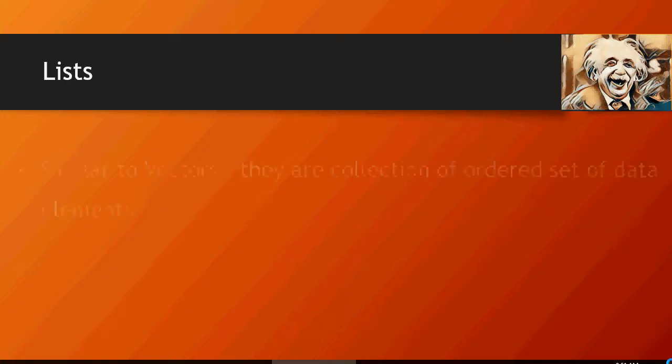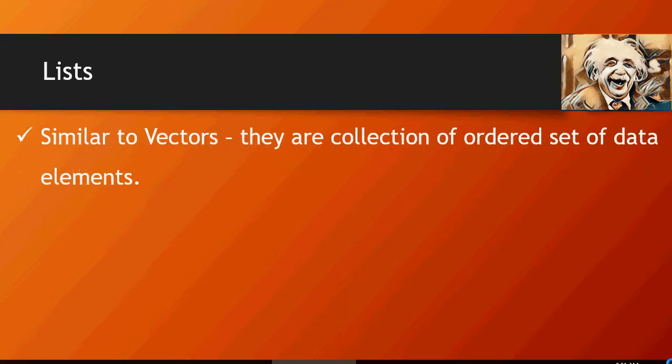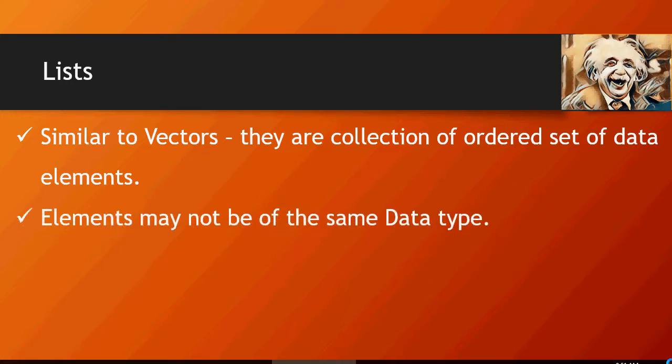In this video we're going to talk about lists and matrices. We start with lists. They are very similar to vectors. They are a collection of an ordered set of data elements. Imagine vectors, which are collections of elements with a similar data type, but in lists we don't need to have the same data type elements.